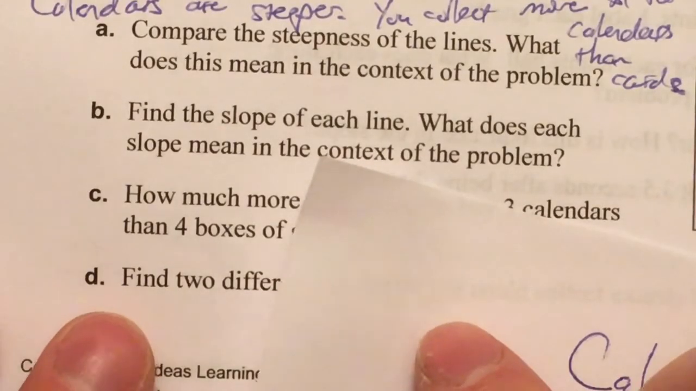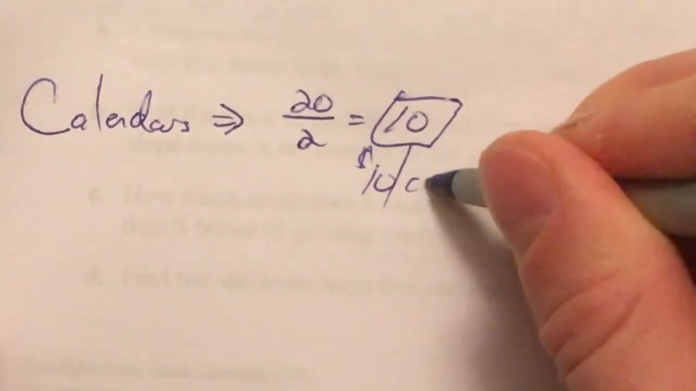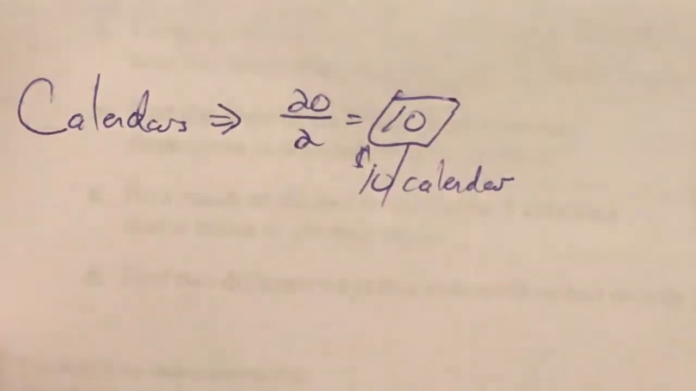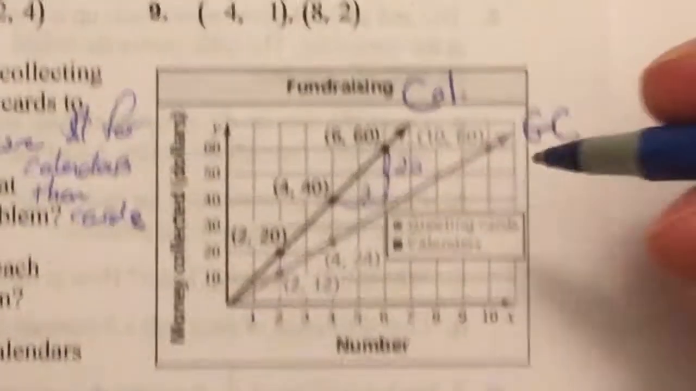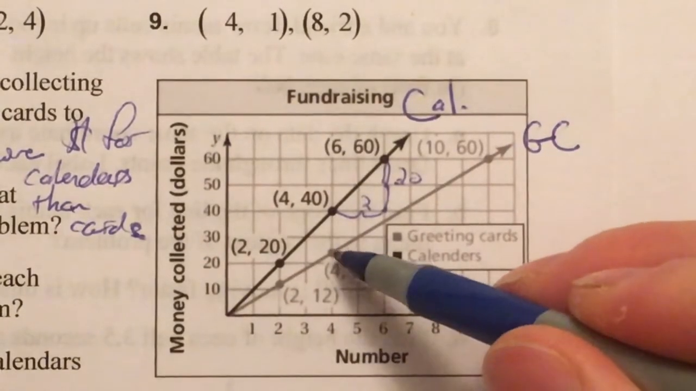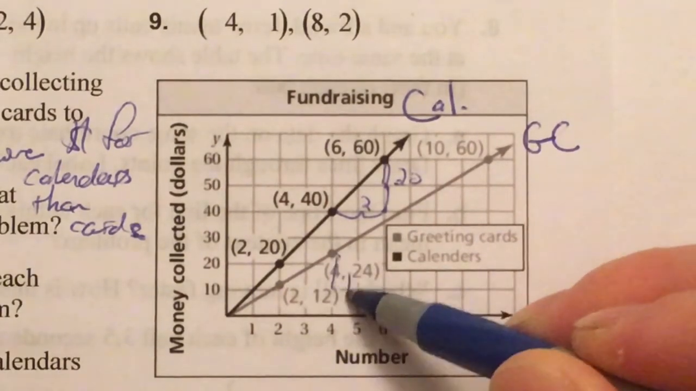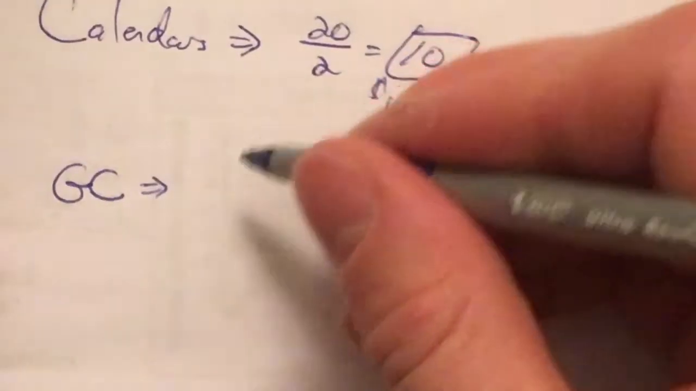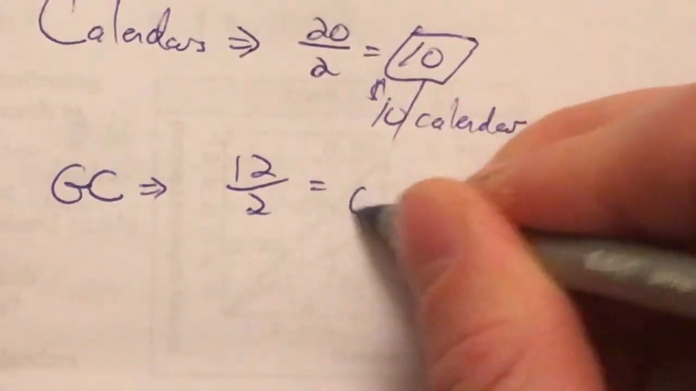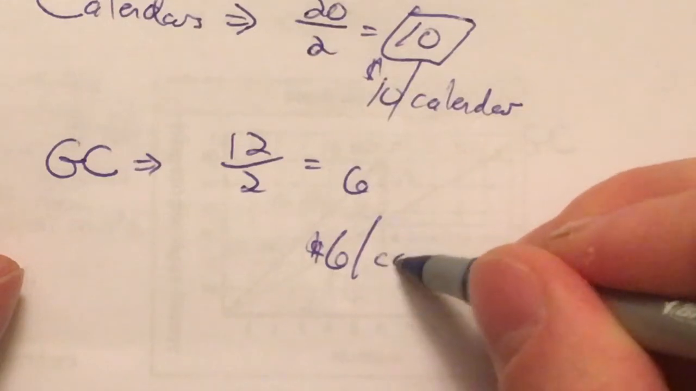Yeah, and then the problem reads, what does the slope mean in the context of the problem? It means $10 per calendar. For greeting cards, you're going from 24 down to 12. That's a distance of 12. And from 4 to 2, that's a change of 2, so 12 over 2, which is 6, which is $6 per greeting card.